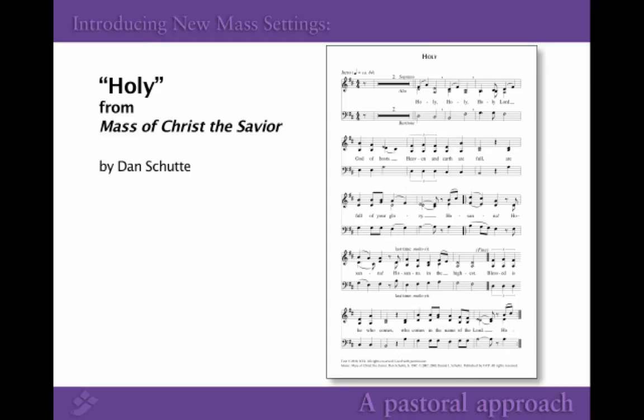Start with the Holy, Holy. It is actually the most important part of the Mass to sing, and it's a great place to start. What we usually do is on that first Sunday, maybe 5 minutes before Mass, and don't worry about the latecomers, you go up and have your choir ready, and the cantor goes up to the podium, or wherever the cantor usually sings, and says, good morning, good evening. Today we're going to learn a new Mass setting. It's called Mass of Christ the Savior by Dan Schutte, and you find it in Breaking Bread, number 923. It sounds something like this.